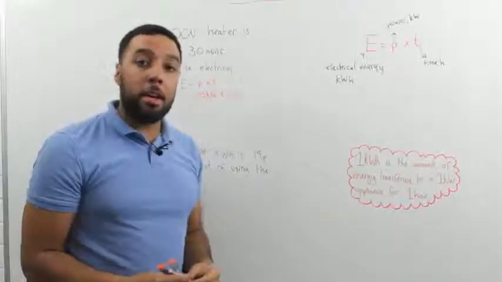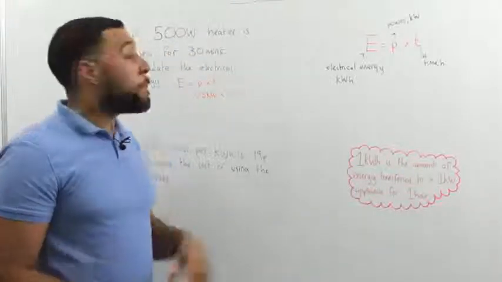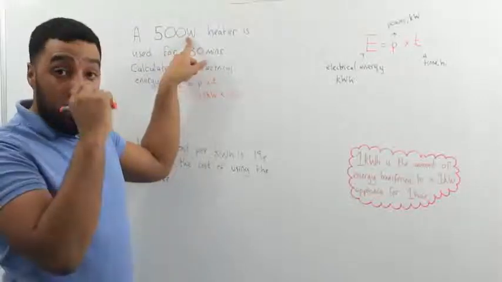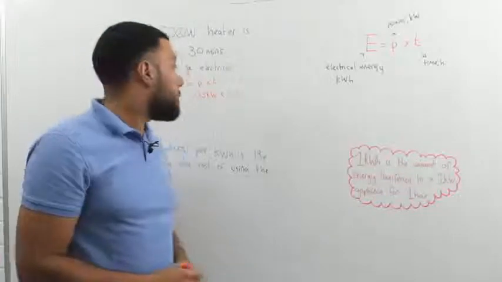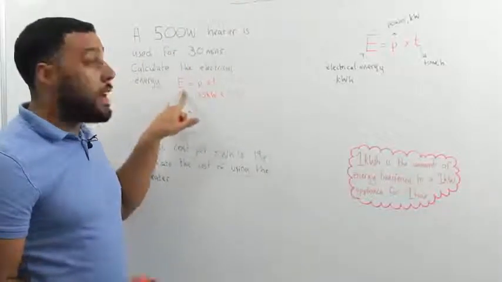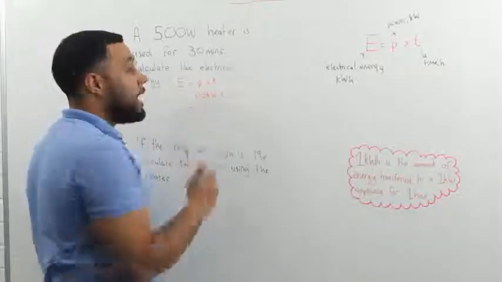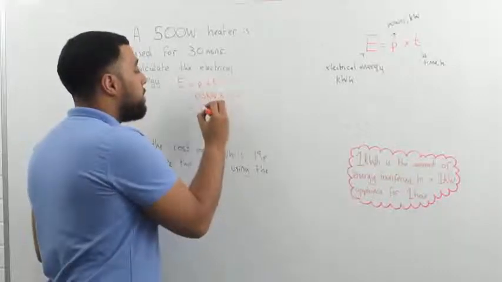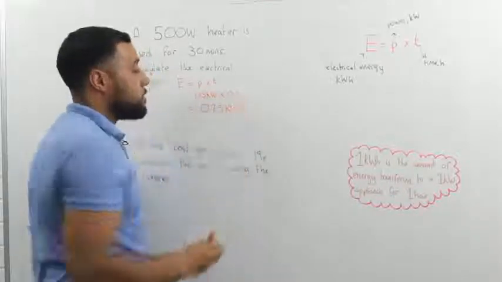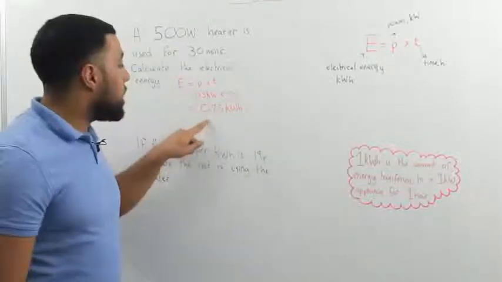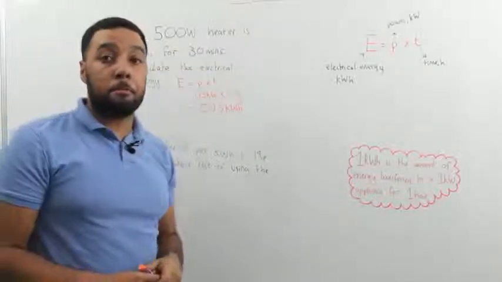This is where you've got to pay close attention to the units they give you. In some exam questions, they may already have given you the power in kilowatts, or they may have given you the time in hours. So just pay close attention. To calculate the electrical energy, we just do 0.5 times 0.5, which gives us an electrical energy of 0.25 kilowatt hours. That's how much electrical energy was transferred to that heater.